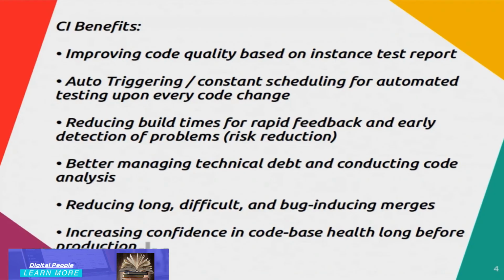CI benefits. Improving code quality based on the instant test report. Auto-triggering or constant scheduling for automated testing upon every code change. Reducing build times for rapid feedback and early detection of problems. Risk reduction. Better managing technical debt and conducting code analysis. Reducing long, difficult, and bug-inducing merges. Increasing confidence in code base health long before the production.